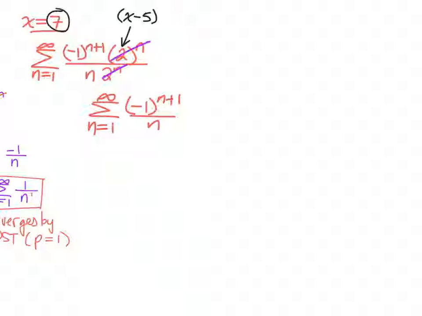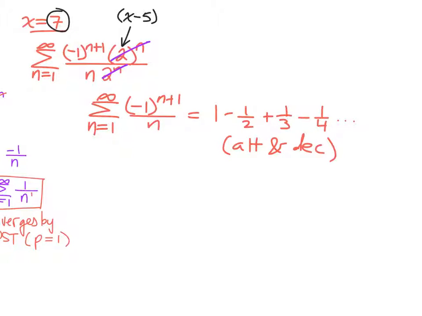So you'd be looking at, if you plug in a 1, it's positive. So +1 minus 1/2 plus 1/3 minus 1/4 and so on. So this is alternating and decreasing.